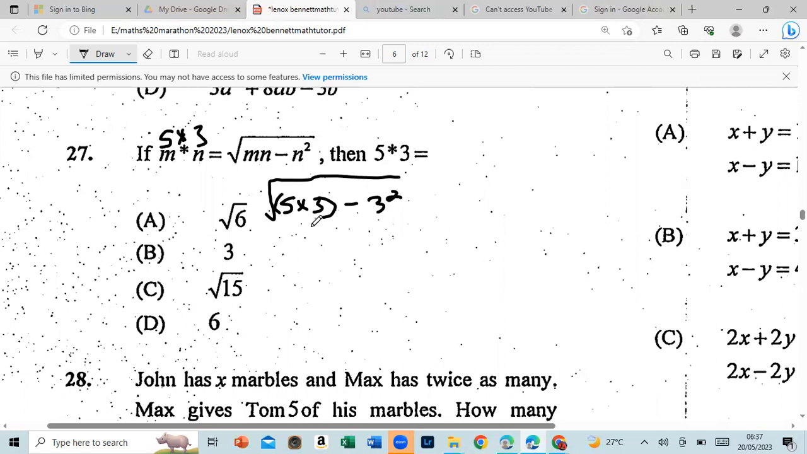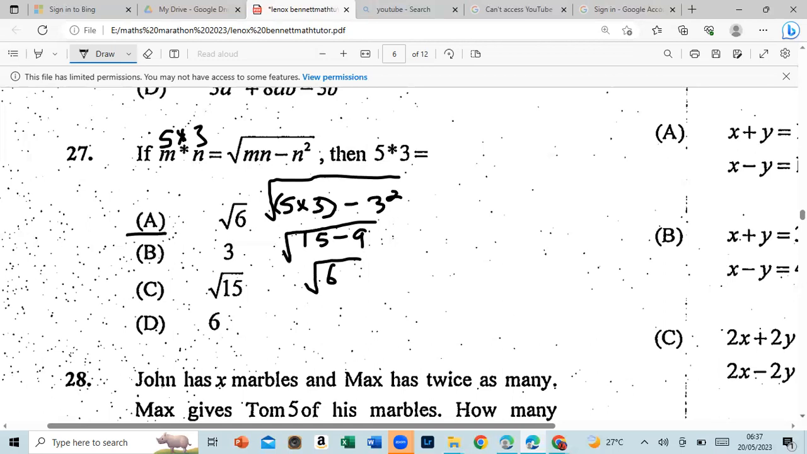5 times 3 is 15. 3 squared means 3 multiplied by 3, which is 9. Notice it's just minus n squared, not negative n squared, all in bracket, alright? So we subtract and we get 6. 9 from 15, that's 6. So it's the square root of 6.